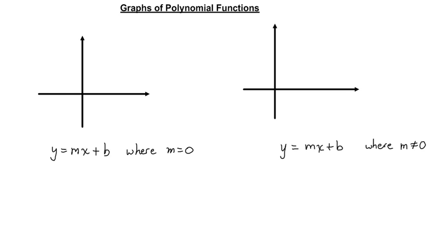Let's review the graphs of polynomial functions so far. On the left there, we will look at the linear function y equals mx plus b, where m equals 0. So the slope in this case is 0. And I'm sure you'll all know what that line would look like. That will be a horizontal line that would pass through the y-axis at some point, and the slope is 0.